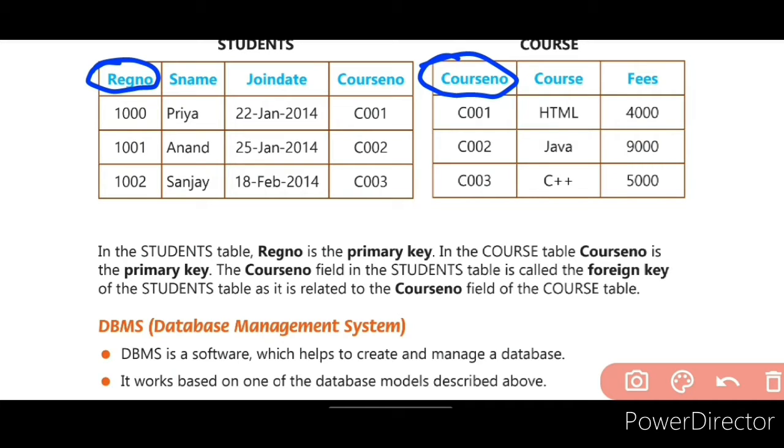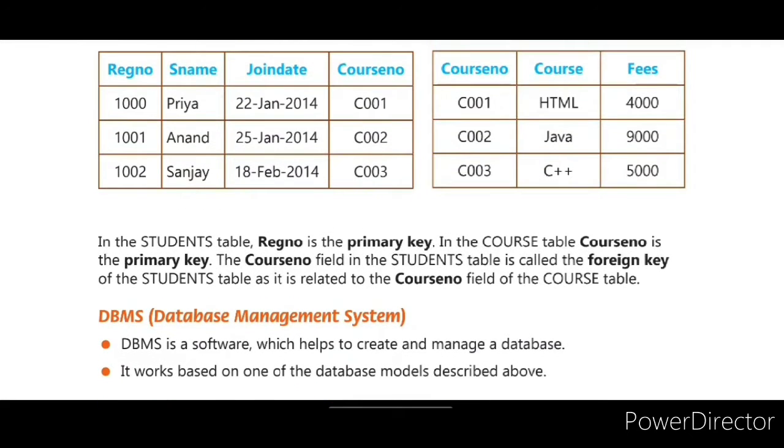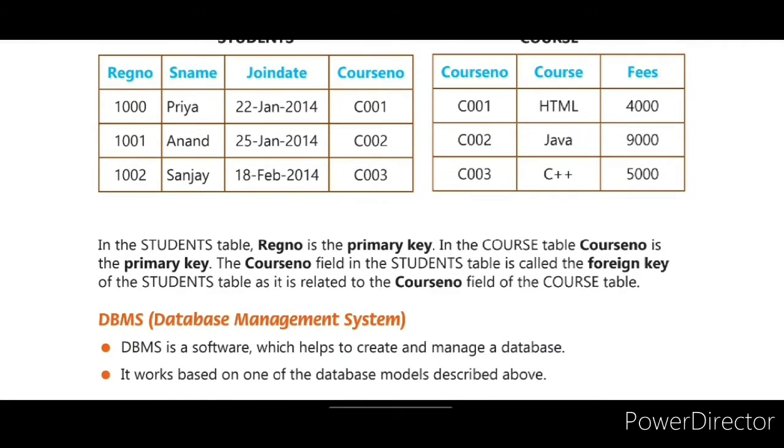Why do we say it is a primary key? Because it is the unique key which identifies the rows in the table. See which is the foreign key here. The course number field in the student table is called the foreign key. Why do we say it is a foreign key? Because it relates to the course number field of the course table. Course number in the student table is called a foreign key because it relates to the course number field of the course table.